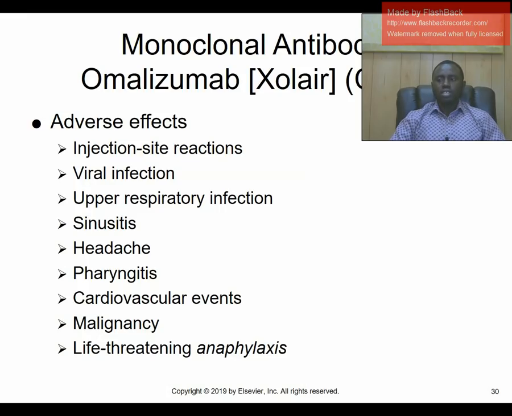Cardiovascular events may also be a result of the other processes that are going on, such as your pharyngitis and headache, which can cause an increase in blood pressure. And if the patient is allergic to the chemical components of this medication, that can result in an anaphylactic reaction.